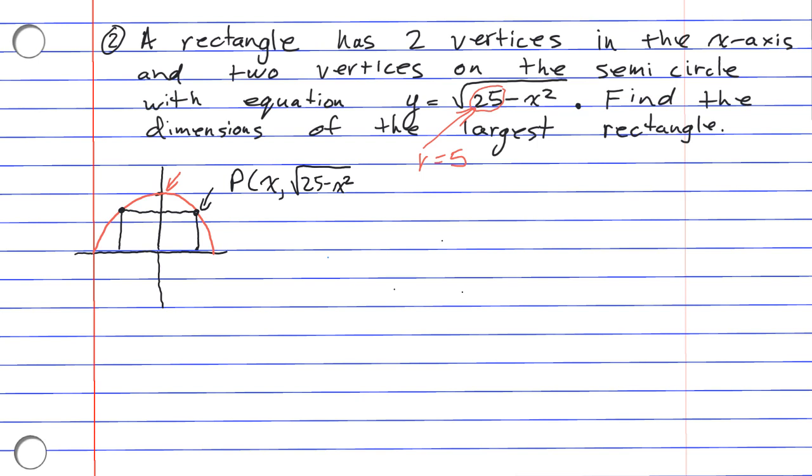So we've got to come up with a let statement. And then once we've done that, we have to use some way to maximize the dimensions. So let's do that. So we're going to let the point x, square root of 25 minus x squared, be a point on the rectangle and semicircle.